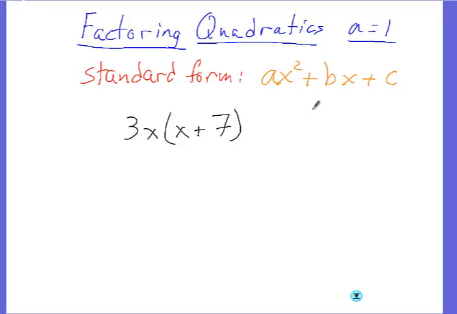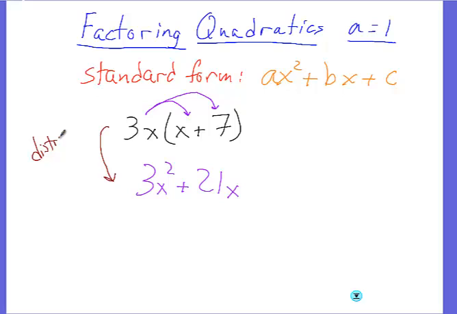Before we factor, we're going to go over something that we all know, and for this problem, we have 3x times the quantity x plus 7. We all know that you must distribute this 3x into our parentheses. So 3x times x gives us 3x squared. 3x times 7 gives us 21x. So basically we went from this top expression down to the bottom expression by distributing.